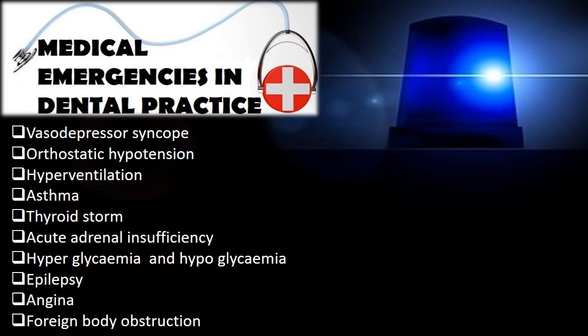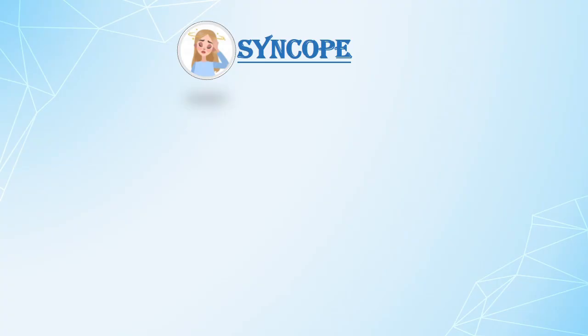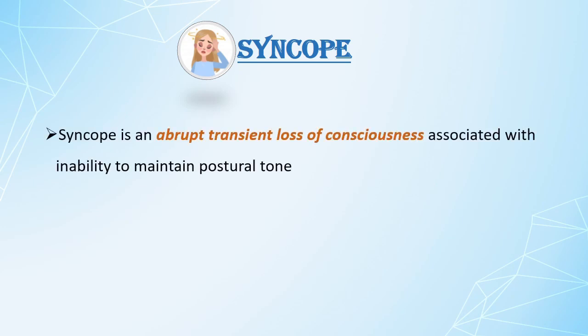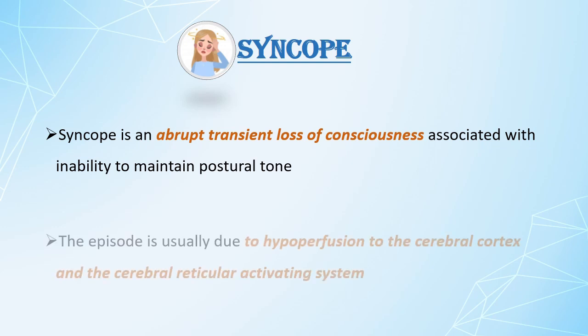So the topics that I'll be covering in the subsequent classes are the ones that are mentioned below. So let's start with syncope. So what is syncope? So syncope is an abrupt transient loss of consciousness associated with inability to maintain postural tone. So as the definition says, it's an abrupt loss, so it occurs abruptly. It's a transient loss, so it occurs for a short duration of time.